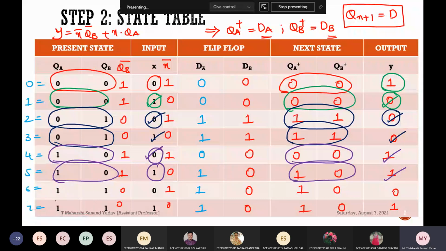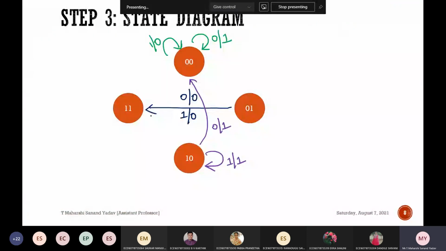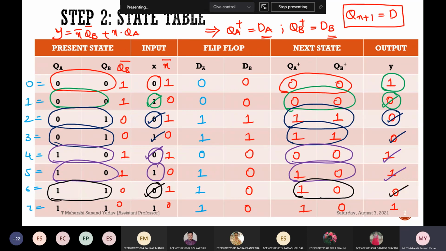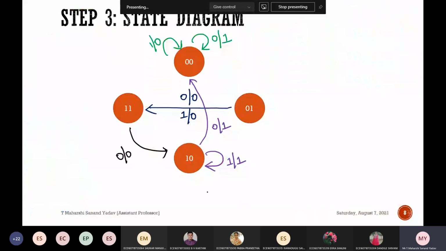Next, for 1 1, when input X is equal to 0, it is going to 1 0. So from 1 1 to 1 0. Input is 0, output is 0. So 0/0. Next, for 1 1 with input 1, same state or different state? See here, it is 1 0. So from 1 1 it is going to 1 0. Input is 1, output is 1. Done. You'll get this one for 7 marks.